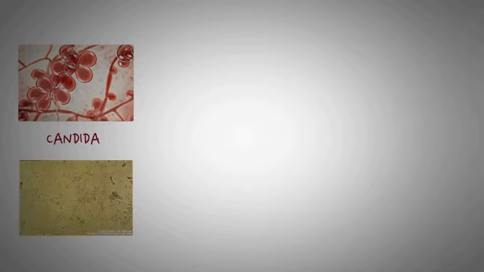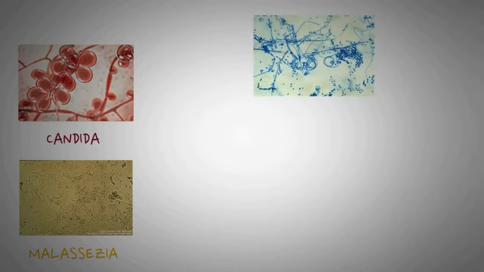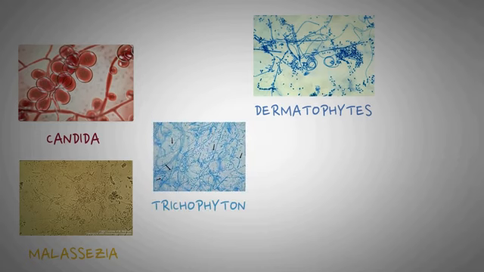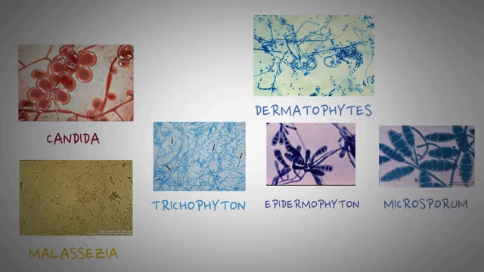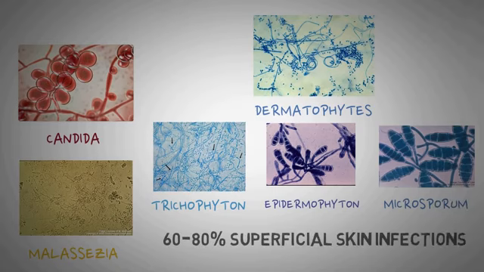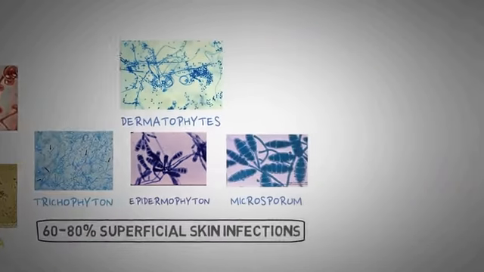Although there are a number of fungi that can cause superficial skin fungal infections, like Candida, Malassezia, etc., the most common of them belong to a group known as dermatophytes. Dermatophytes are mainly composed of three species of fungi: the Trichophyton, Epidermophyton, and Microsporum, and together they can cause more than 60 to 80% of superficial skin infections in humans.